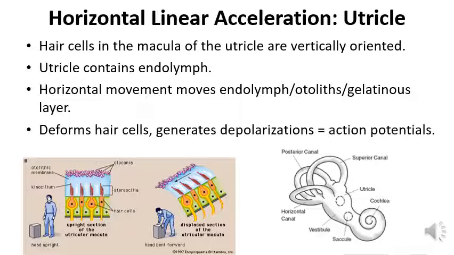Now, the utricle itself contains a fluid called endolymph. So it's actually the movement of the body that shifts the endolymph, which in turn shifts these otoliths. But regardless, it's the mass of the otoliths, as said before, that actually causes the deformation in the gelatinous layer, that causes a deformation of the hair cells, generates the depolarizations, and generates the action potentials. Now that we're done with the utricle, let's take a look at the saccule.